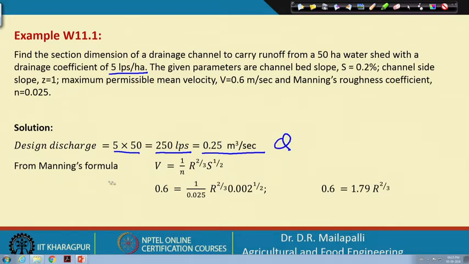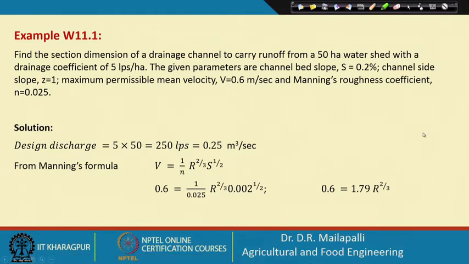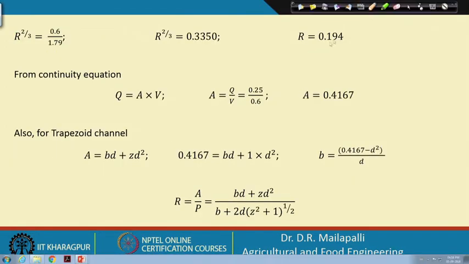And Manning's formula, V equal to 1 by N R power 2 by 3 S power half. V is given as 0.6, N is 0.025, and S is 0.2%, that is 0.002, and the only unknown is R. So, 0.6 is equal to 1.79 into R power 2 by 3. Now you can find R from this equation. So, R is equal to 0.194.